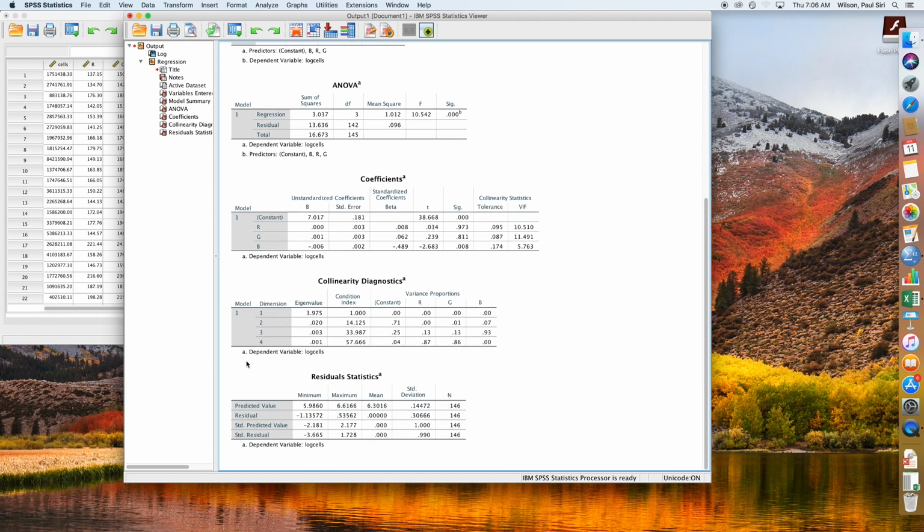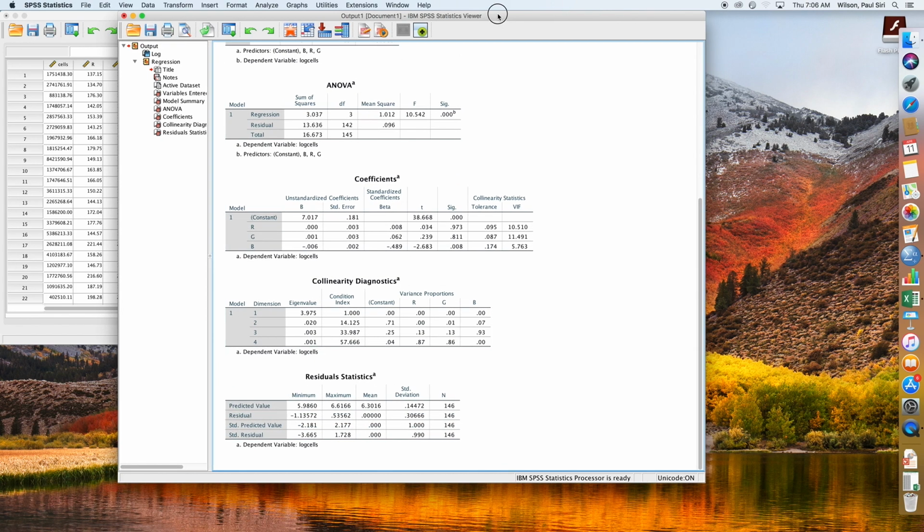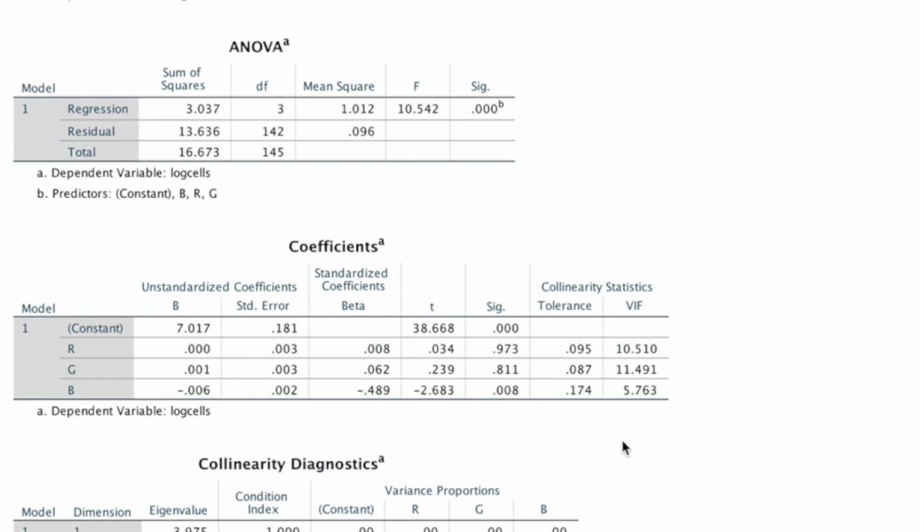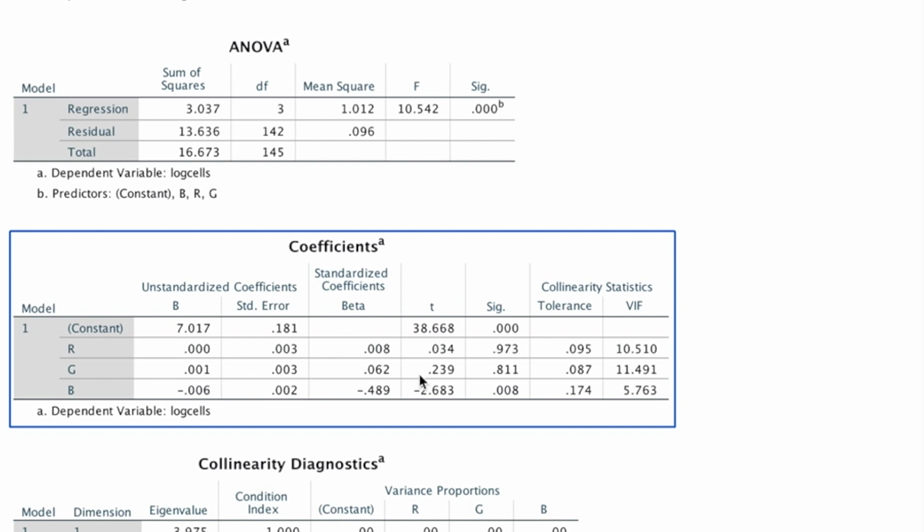And scroll down here. The thing that I want to focus on first is the tolerances. So you can see that some of these tolerances are very small, and that's bad. That means that red, green, and blue are correlated with one another. And so we have to do something to fix that. The thing that I'm going to do is I'm going to delete one of the independent variables and just use two of the independent variables because basically they are redundant. The one that I'm going to delete here is the green one because it has the smallest tolerance and also it's not anywhere near significant.